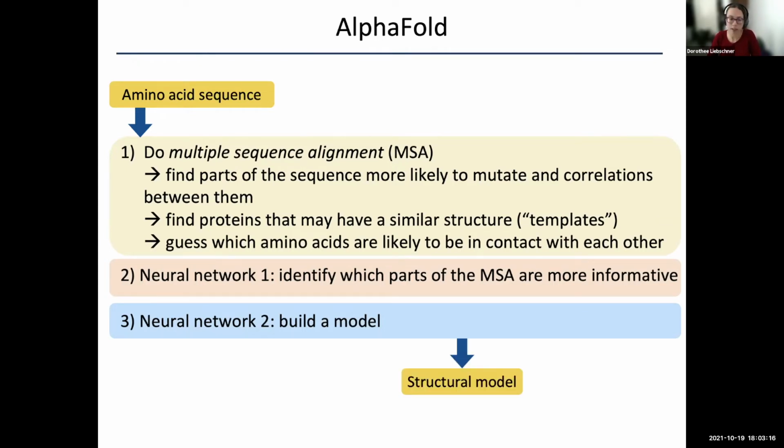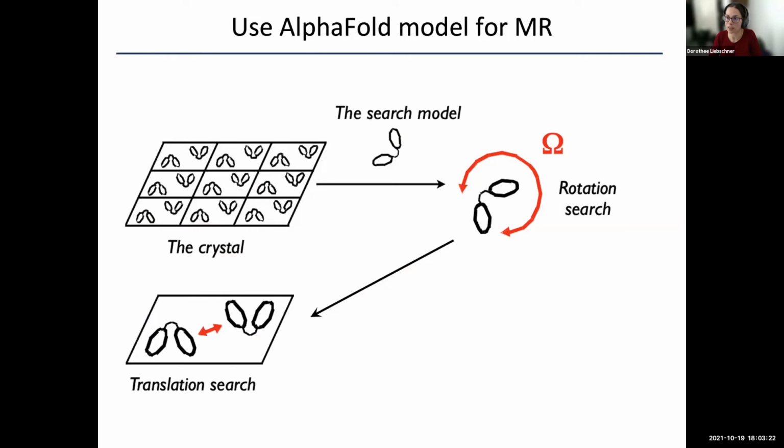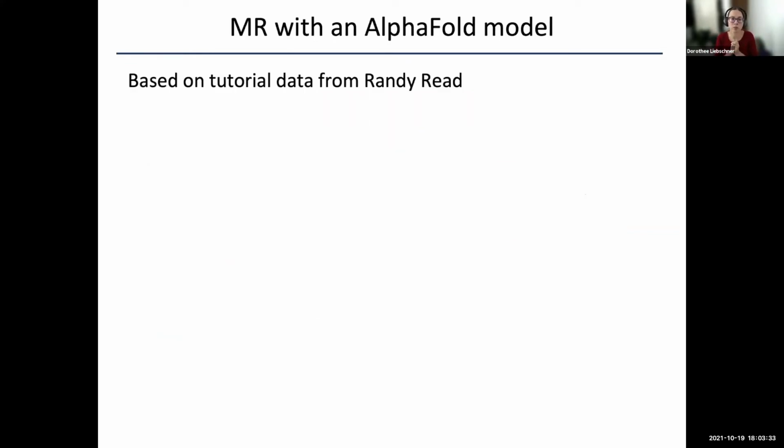So at the end, we get a structure model. And now the idea is for molecular replacement, instead of searching a homolog model, we can simply get an AlphaFold model. So let's do that. Let's do molecular replacement with an AlphaFold model. This is based on tutorial data from Randy Read, who is the developer of the Phaser software, which is used for molecular replacement.